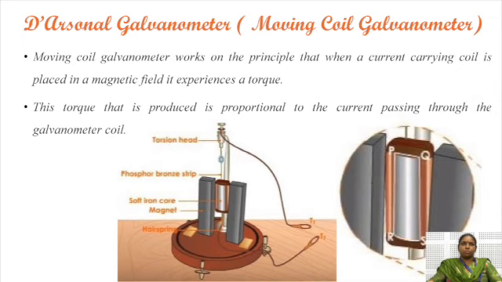It works on the principle that when a current carrying coil is placed in a magnetic field, it experiences a torque. This torque which is produced will be proportional to the current passing through the galvanometer. The picture shows the moving coil type of the instrument.